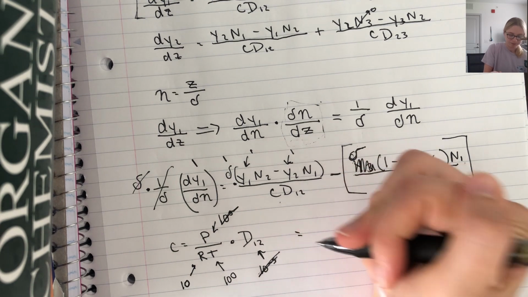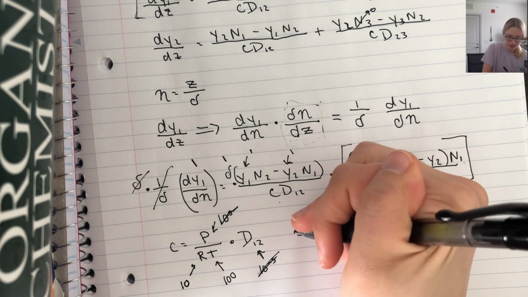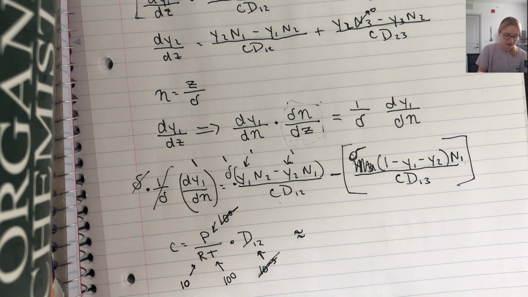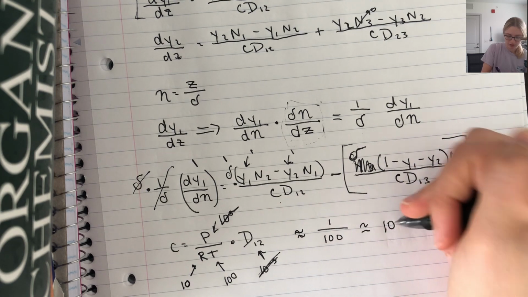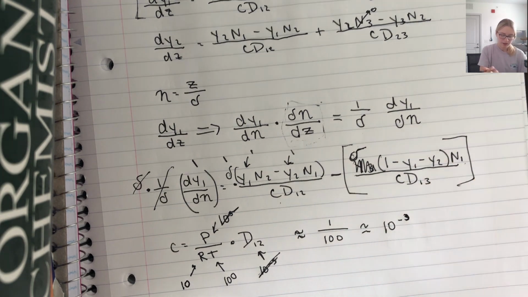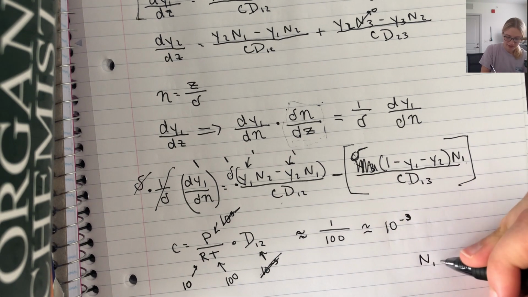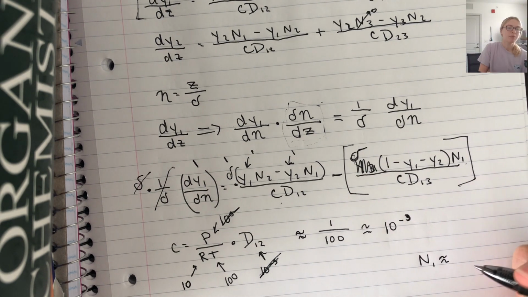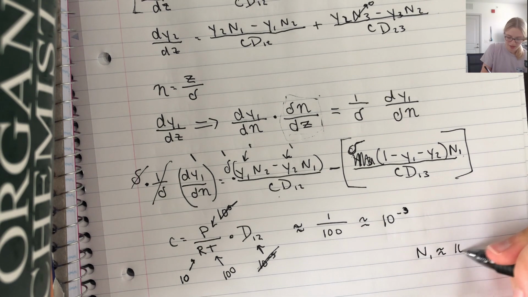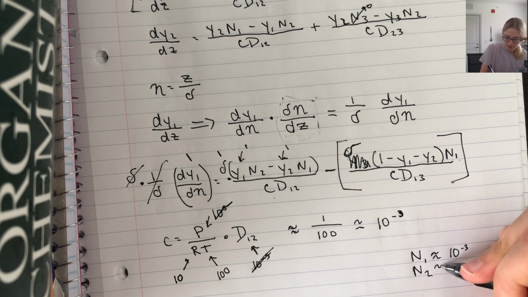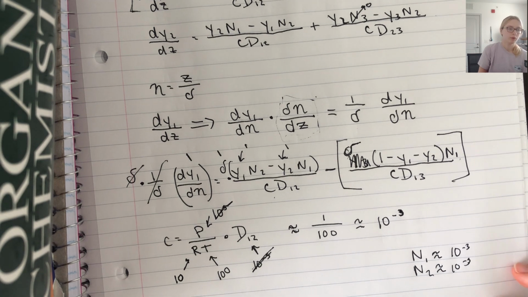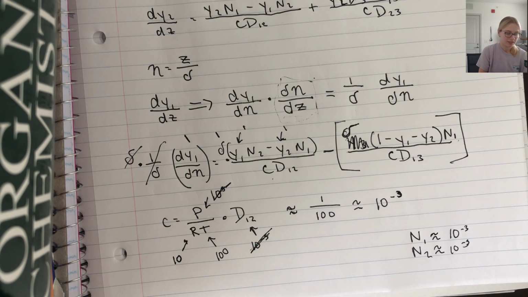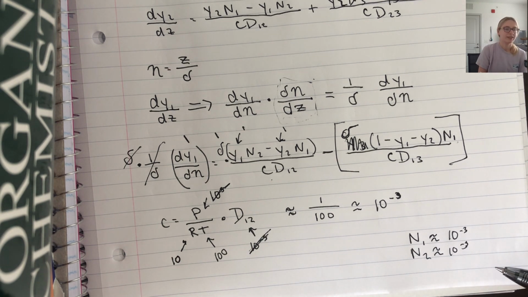right here, and we get the order of magnitude of the denominator must be equal to 1 over 1,000, which is equal to 10 to the negative 3rd. So then we know that the molar fluxes of component 1 and component 2 must also be approximately 10 to the negative 3rd. We want to use these as our initial guesses when we solve these simultaneous differential equations in Python, so we can use these order of magnitude estimates as our initial guesses.